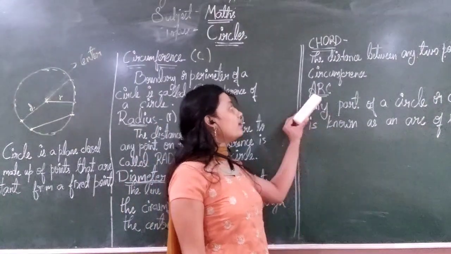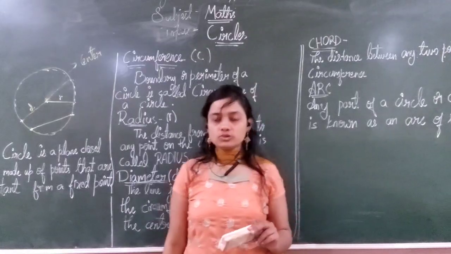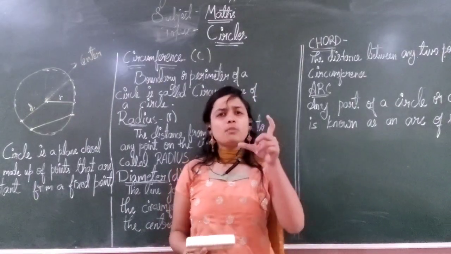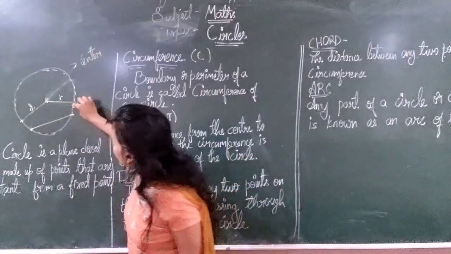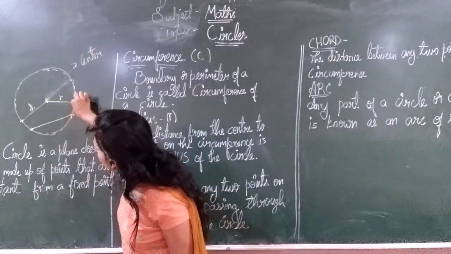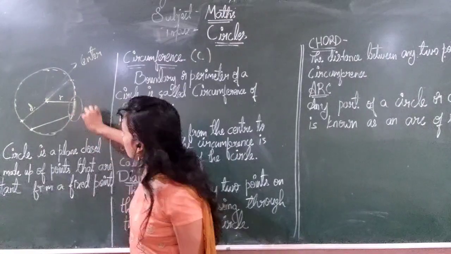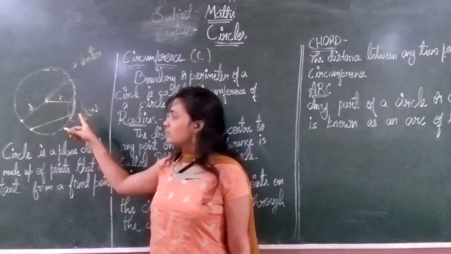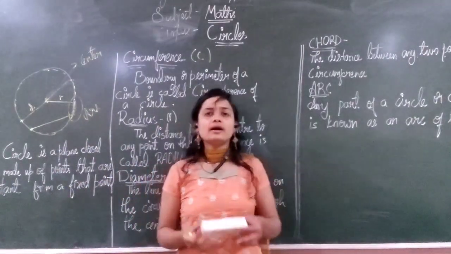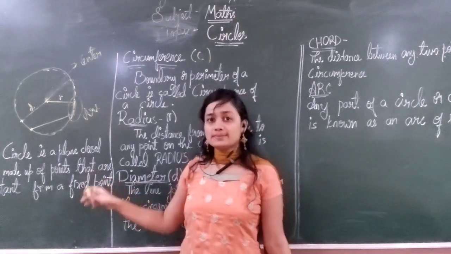Next, we are going for arc. What is an arc? Simply to say, an arc means a small part of the circumference. Example, if I take a small part from here to here, where I am writing, this part is called arc. So simply, a small part of a circumference is called arc. That might be any part.